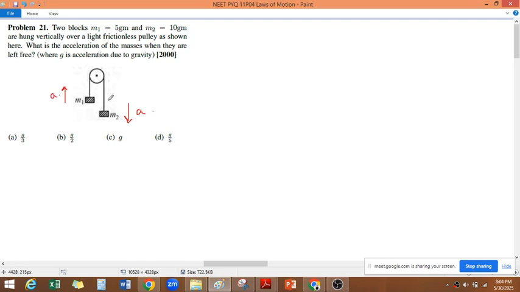Now listen carefully, very, very important concept. Since they are connected with one single rope, if this is moving at 5 meter per second, this will also be moving at 5 meter per second. If this is changing to 10 meter per second, this will also change to 10 meter per second. So always remember, whenever there is only one rope, this A is going to be the same and the tension is also going to be the same. This tension here and this tension here are the same. They are not different.